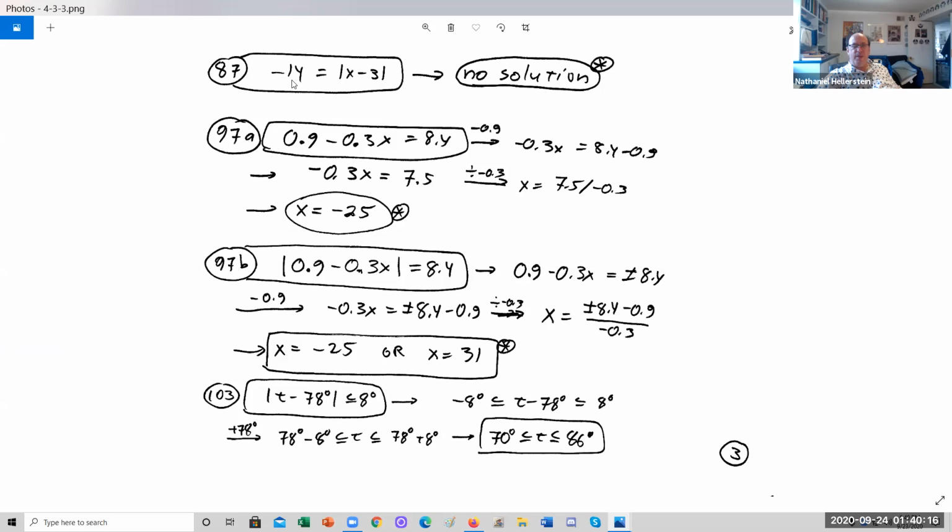Negative 14 equals absolute value of x minus 3. This has no solution because an absolute value is never negative.